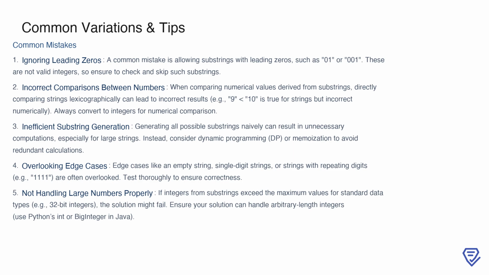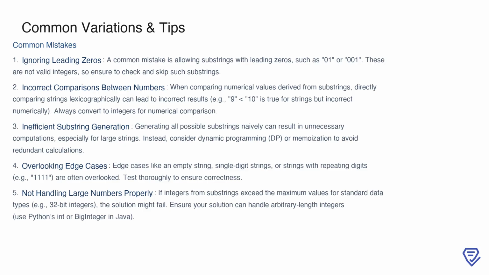Another mistake is inefficient substring generation. Naively generating all possible substrings can lead to unnecessary computations, especially with larger strings. Instead, leverage dynamic programming or memoization to streamline your approach. Additionally, don't overlook edge cases. Strings that are empty, contain just one digit, or consist of repeating digits like 1111 can cause issues if not handled properly. Finally, be mindful of large numbers.